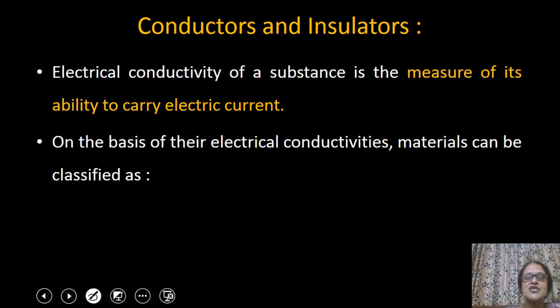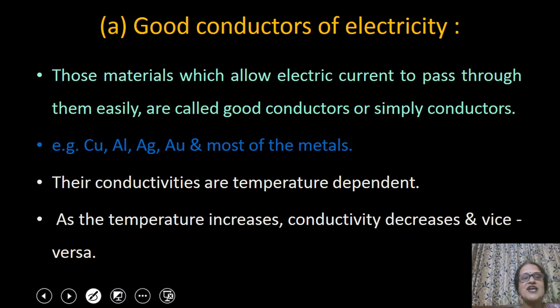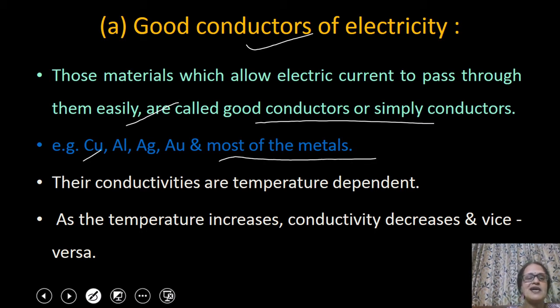Students, the electrical conductivity of a substance is the measure of its ability to carry electric current. On the basis of their electrical conductivities, materials can be classified. The first category is the good conductors of electricity. These are the materials which allow electric current to pass through them easily. They are called good conductors, or simply conductors. Examples are most of the metals, like copper, aluminium, silver, gold, etc.